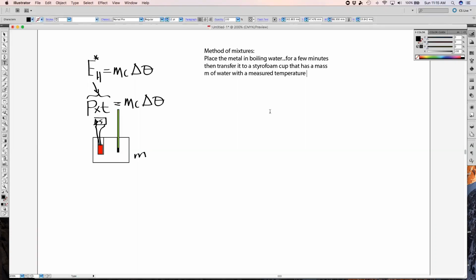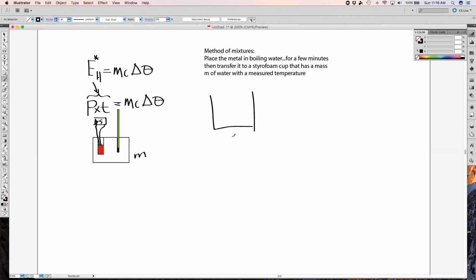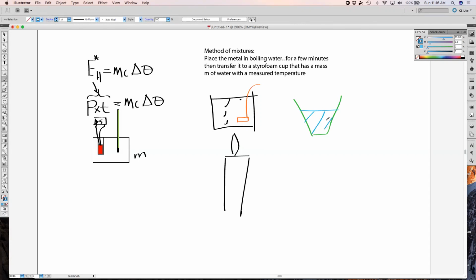You have one container where the metal is boiling in hot water, so you know the initial temperature. And then you're transferring that into a second container. You have this one here that's on top of a flame. And this water is boiling. And you take your metal and you would put the metal in here. The metal will be attached by some kind of string. You put the metal in here for a few minutes, and then you will take that and transfer it to a styrofoam cup that has a little bit of water in it. This water, we're calling this mass M, and we're calling this initial temperature, let's say theta 1.